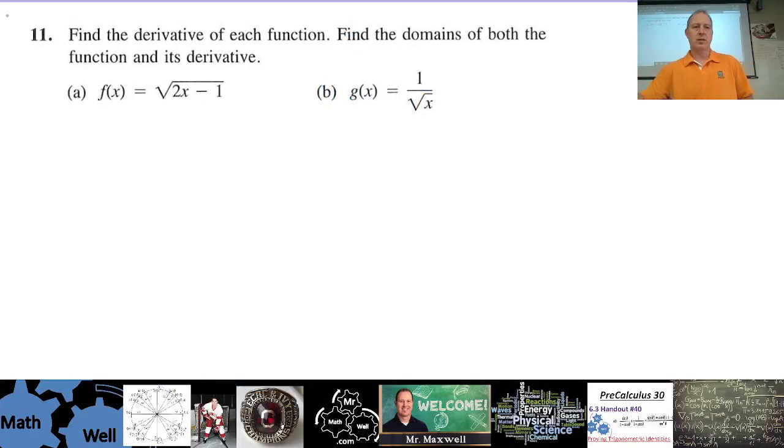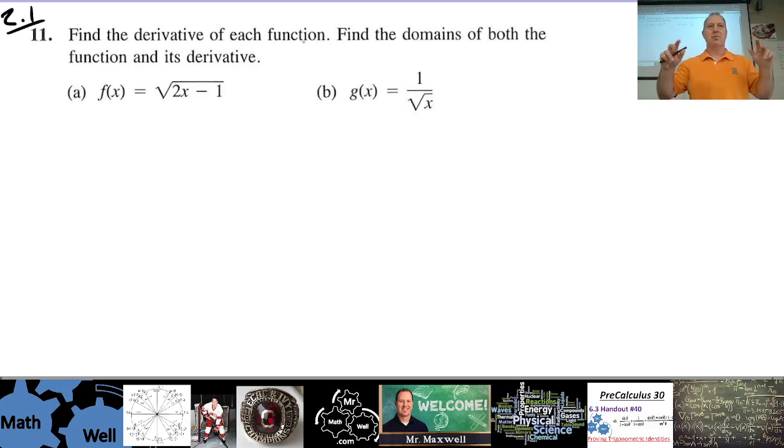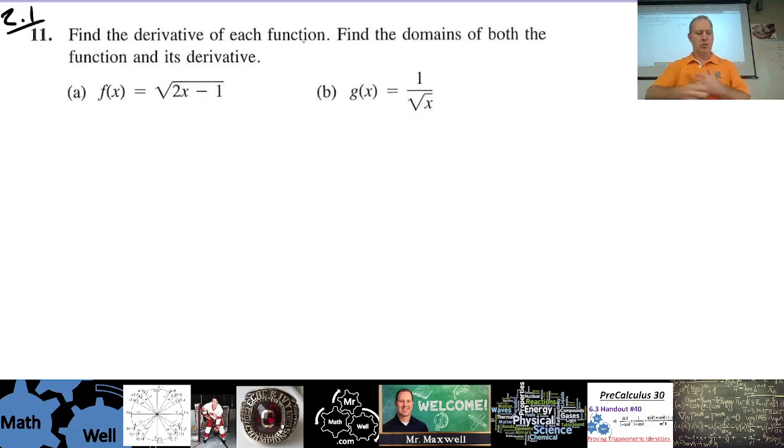Okay, so this is 2.1, 11a. Find the derivative of each function. So we are finding the derivative from the definition of the derivative, okay? And the definition is those limits ones. So we can use whichever limit function we want. I think most of us kind of like this h approaches 0 one.